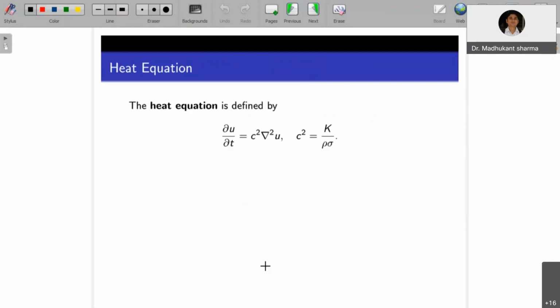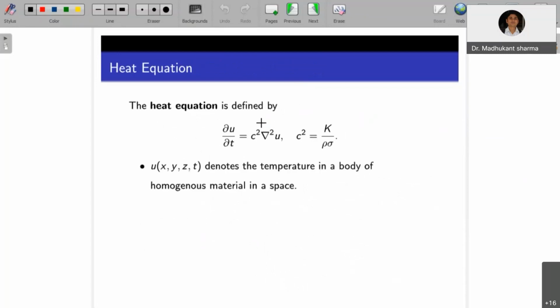So I think you have seen the one-dimensional heat equation yesterday. So in any dimension, this is a Laplacian del square U, where c square equals K by rho sigma. So we have different names, and I'm just going to recall them. And U denotes the temperature in a body of homogeneous material in a space, x, y, z, t.